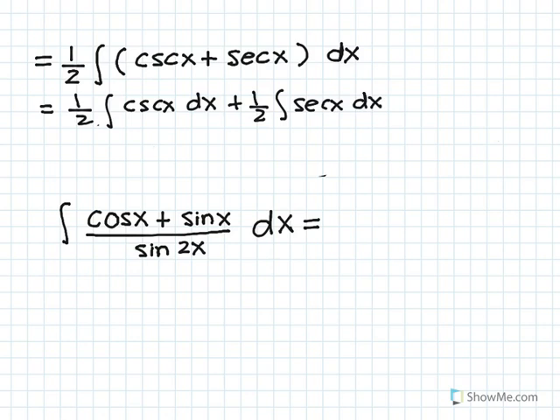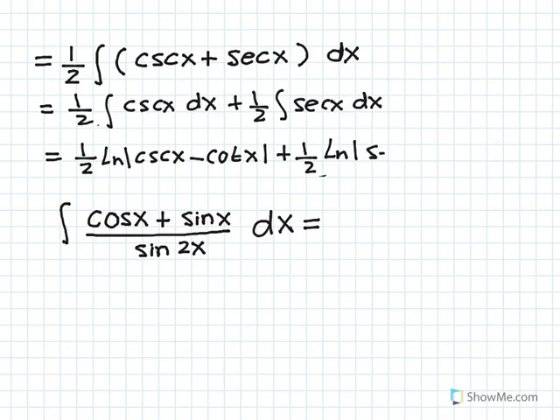Now, what is the integral of cosecant x? It turns out that we have to memorize that. So that's going to be ln of cosecant x minus cotangent x. Similarly, we have to memorize the integral of secant x. That's going to be ln of sec x plus tan x, plus c. So the integral of (cos x plus sine x) divided by sine 2x integrated with respect to x is what we have above.